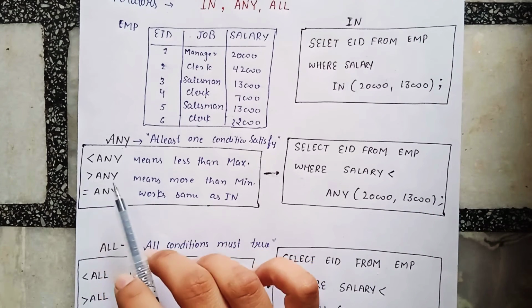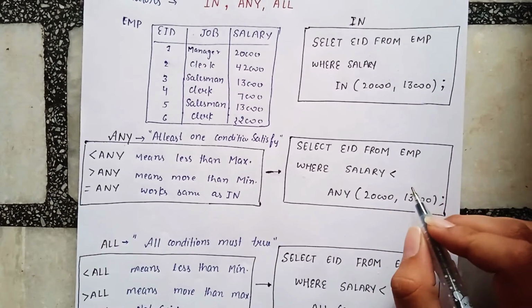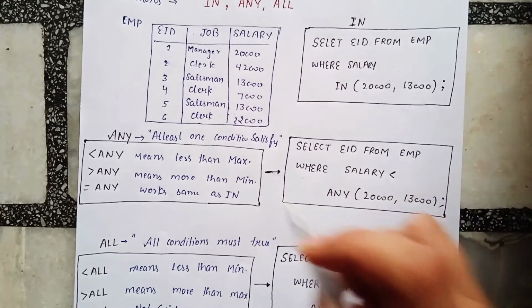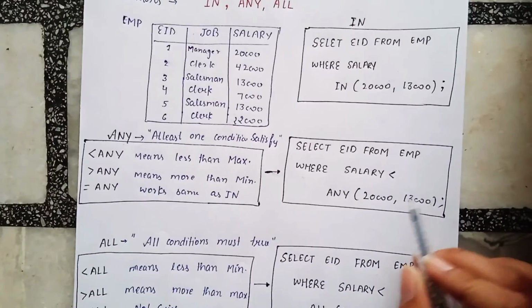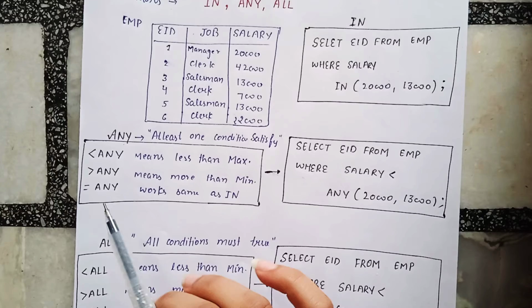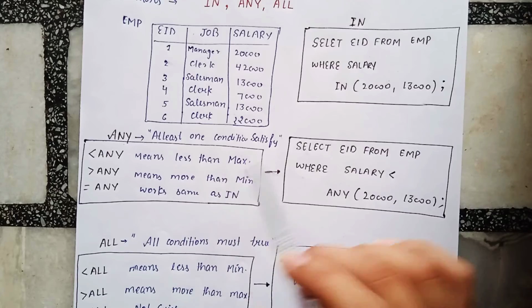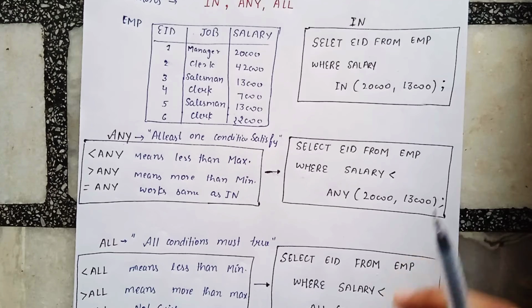If we talk about greater than ANY, and we use greater than instead of less than, it will first find the minimum value, that is 13,000, and compare all the values with this 13,000. All values that are more than 13,000 will be selected as the final result, for example, 20,000, 42,000, and 22,000. Now if we talk about equal to ANY, it works the same as the IN operator. We can use IN and we can use equal to ANY, and both will work the same. So this is the use of ANY.